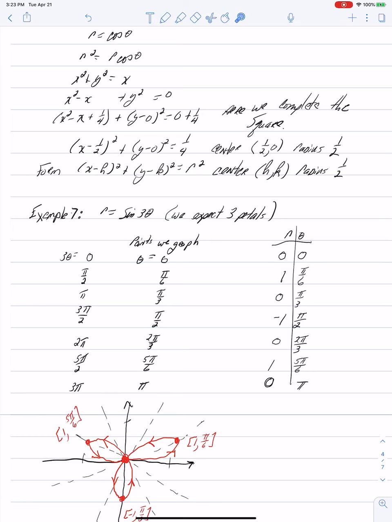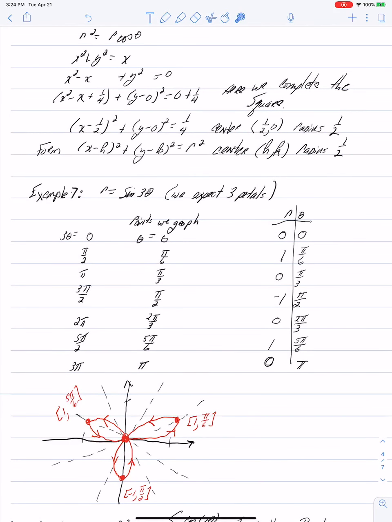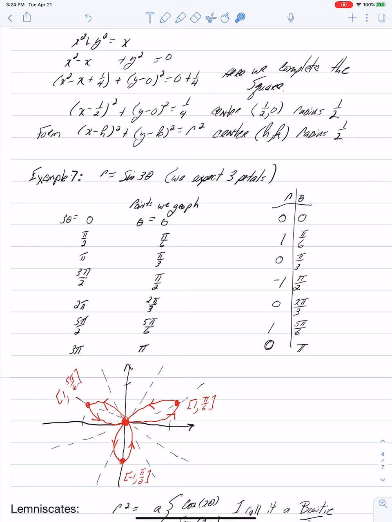So I set 3 theta equal to those, which means to solve for theta, I divide everything by 3, and that's how I get these values of theta: 0, pi over 6, pi over 3, pi over 2, 2 pi over 3, 5 pi over 6, and pi. Now I go through and evaluate each of these points. I'm really kind of laboring the fact to review plotting polar points again.